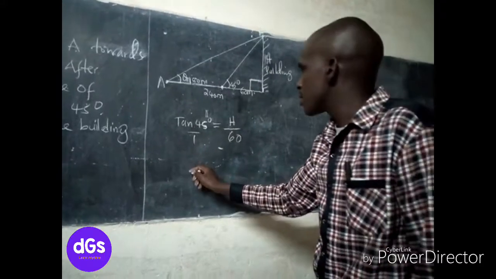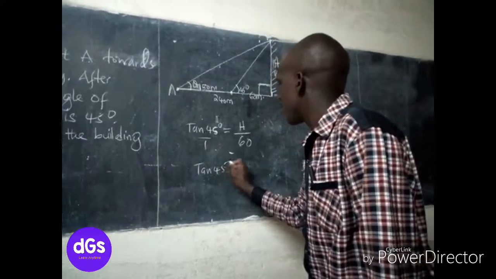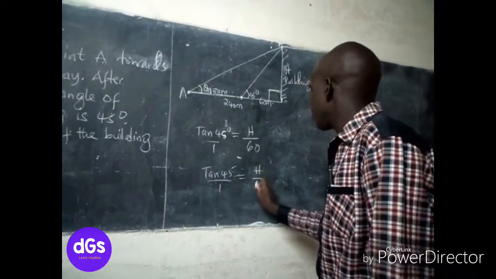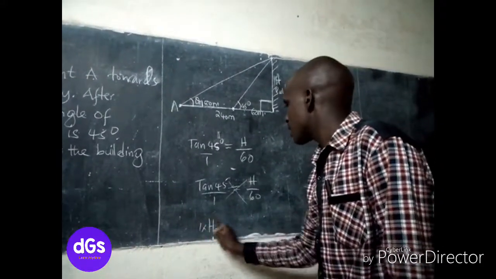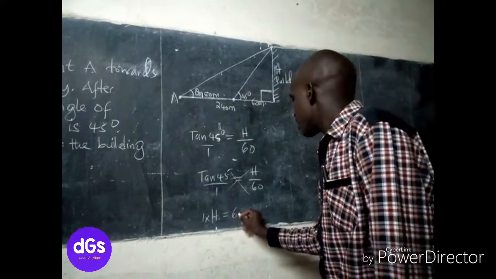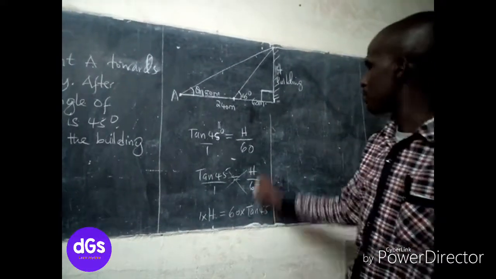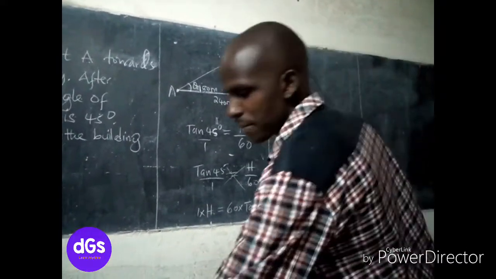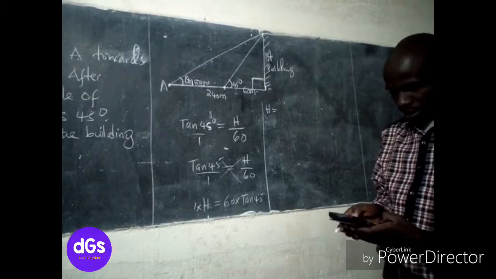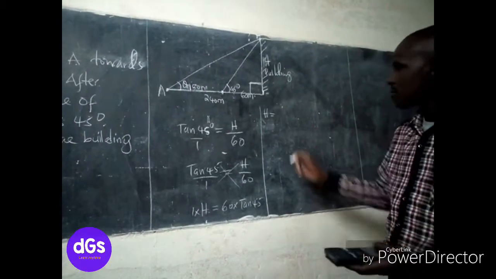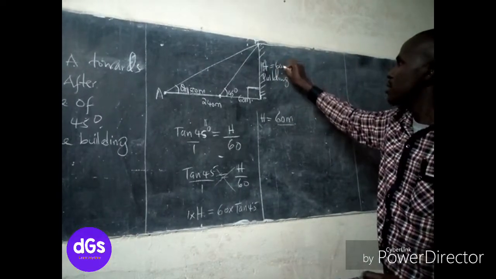Now, if we have tan 45 over 1 equals h over 60, we can cross multiply, and we shall have 1 times h equals 60 times tan 45. So h becomes 60 times tan 45. And this one, you get 60 meters. So the height of our building here is 60 meters.